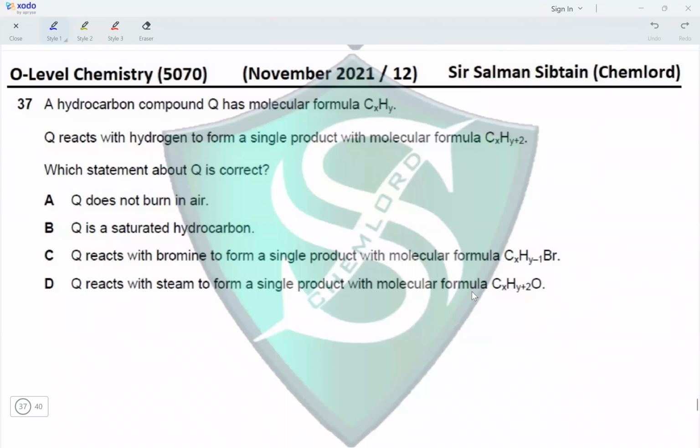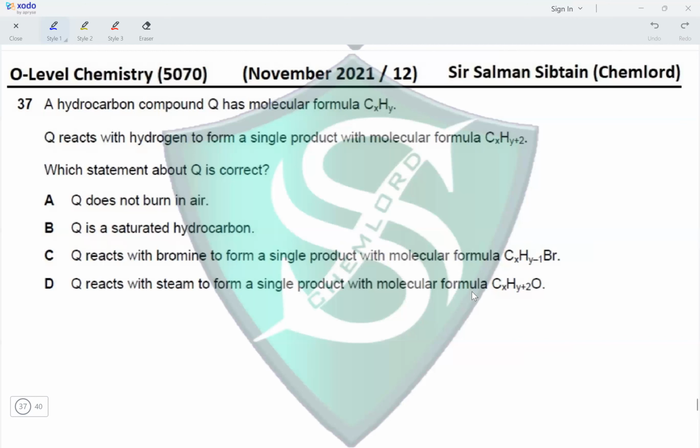Question 37. A hydrocarbon compound Q has molecular formula CXHY. Q reacts with hydrogen to form a single product with molecular formula CXHY+2. Which statement about Q is correct? Q does not burn in air. No, it will definitely burn in air. It's a hydrocarbon. B. Q is a saturated hydrocarbon. No, Q is not a saturated hydrocarbon because when Q reacts with hydrogen, it has two hydrogens added to it, which means it has a double bond present, making it unsaturated.